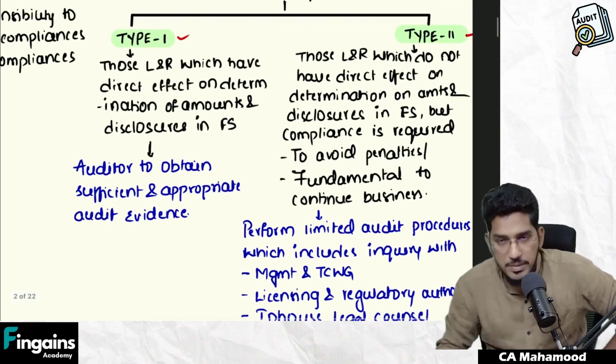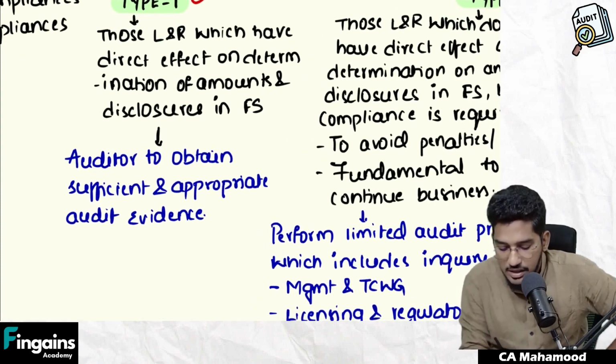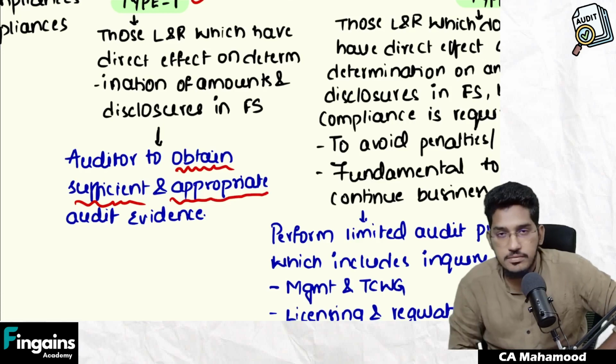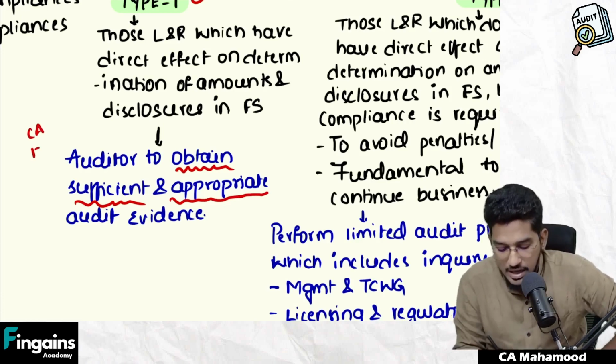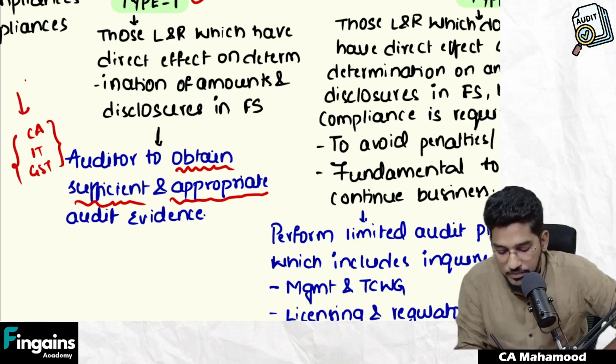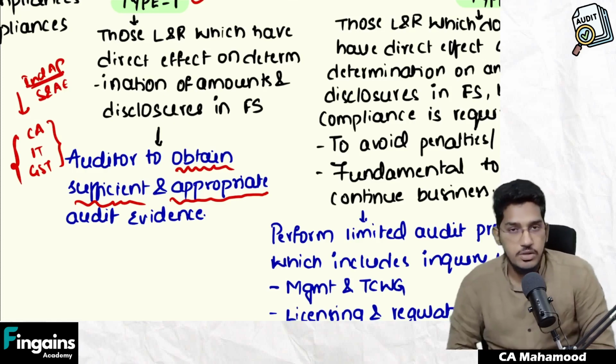Now, when we see what the auditor's responsibility will be, the standard told that regarding type 1 laws and regulations, the auditor should obtain sufficient and appropriate audit evidence regarding their compliance. Regarding type 1 laws and regulations, like the Companies Act, the Income Tax Act, the GST Act. So these laws which have a direct effect on the financial statements, the auditor should perform in-depth audit procedures and should obtain sufficient and appropriate audit evidence whether these type 1 laws and regulations are complied with or not.